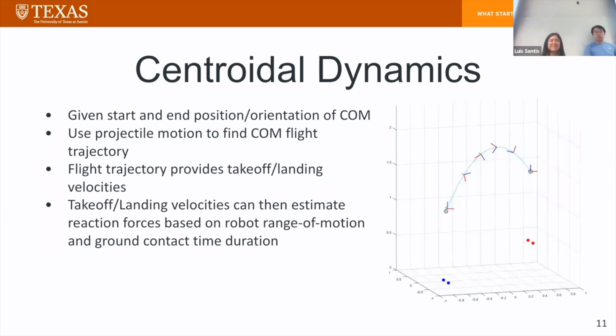This is a slide that we've had from our other progress updates, but just to reiterate, this is how we got our center of mass trajectories. We supply a given start and end position of the center of mass. We use a projectile motion equation to get this trajectory. This is for doing a backflip. You can see it rotates about the y-axis. From this, we can get takeoff and landing velocities from our desired position trajectory, and then we can estimate reaction forces from that. Is that the orientation, right?